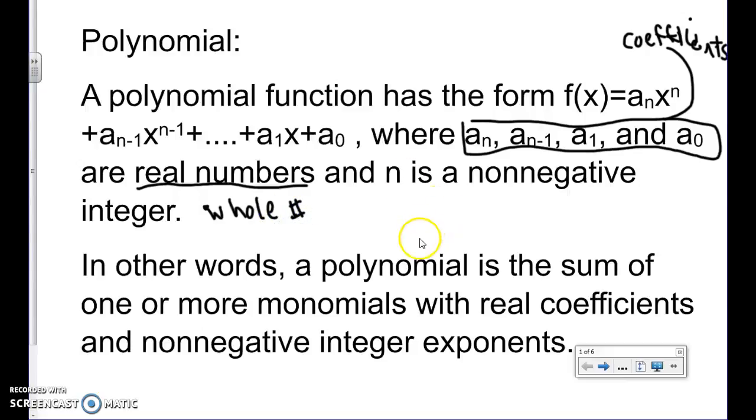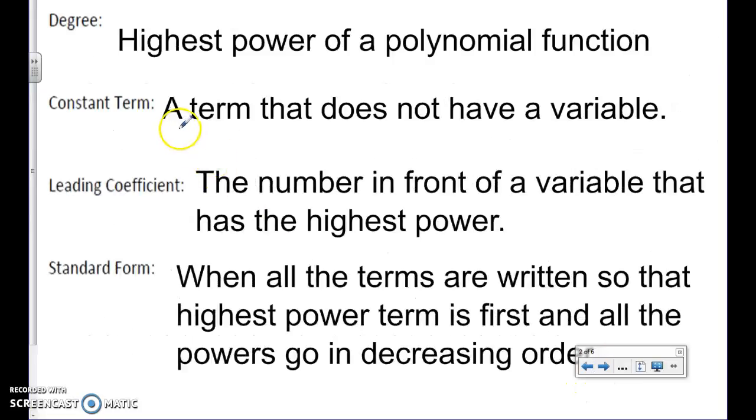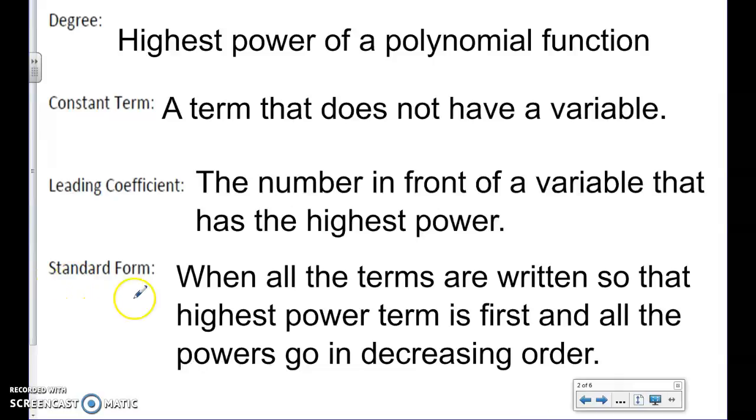In other words, a polynomial is the sum of one or more monomials, which are terms with real coefficients and non-negative integer exponents, or whole number exponents. So these are some other terms that we need to know. The degree is the highest power of a polynomial function. A constant term is a term that does not have a variable. The leading coefficient is the number in front of a variable that has the highest power. And when all of the terms are written so that the highest power term is first and all the other powers go in descending order, that's considered to be standard form.